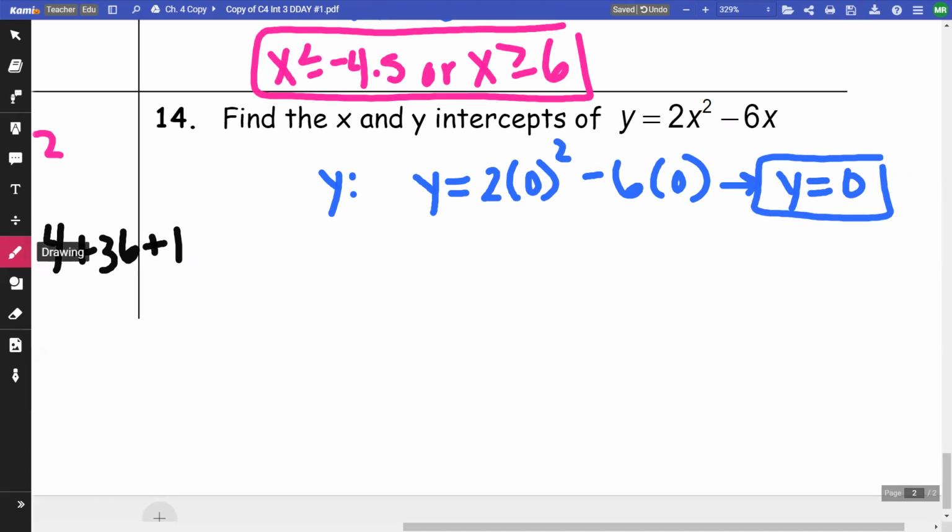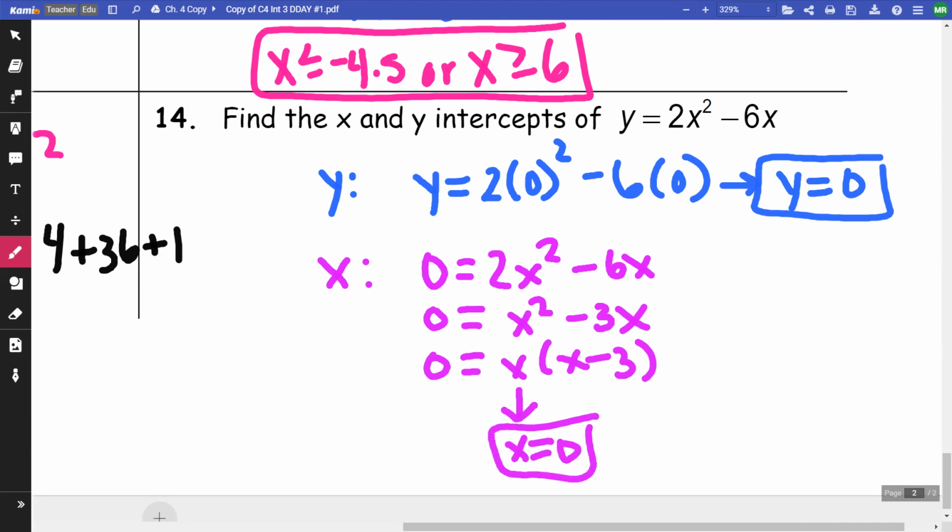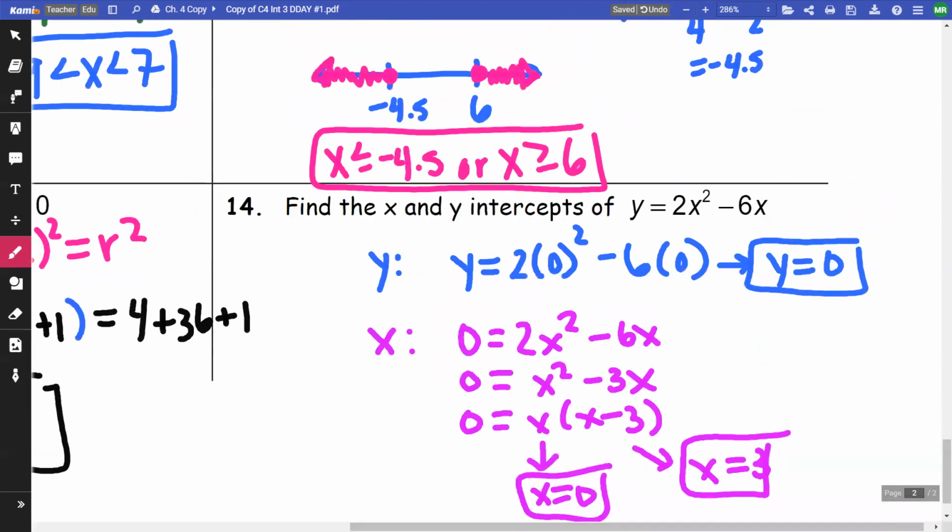Now, when I'm doing the x-intercept, I'm going to put 0 in for y, and I need to solve. So I'm going to divide everything by 2. I'm going to factor out an x. What makes this 0 is x equals 0, so that's an x-intercept, which makes sense if I have y equals 0. So 0, 0 would be my x and y-intercept. And then I also have it at x equals 3. And that's the end of this video.